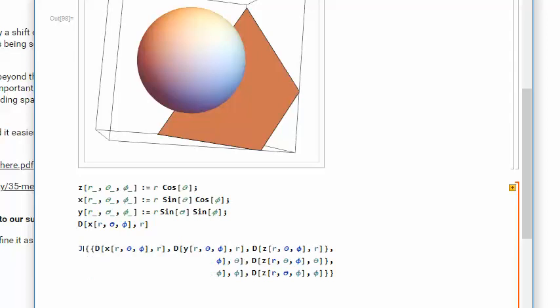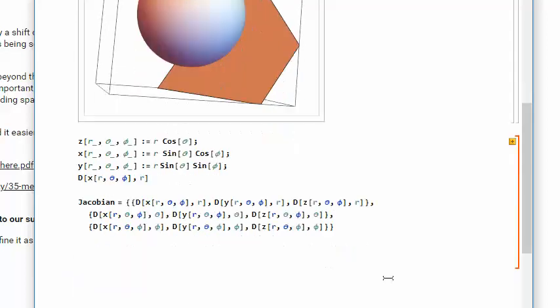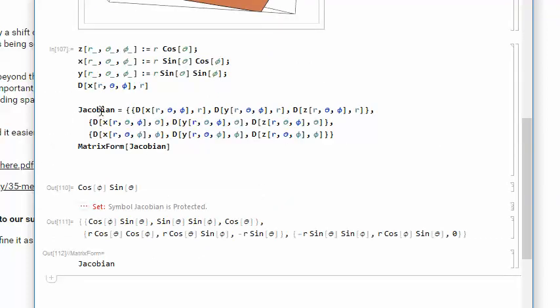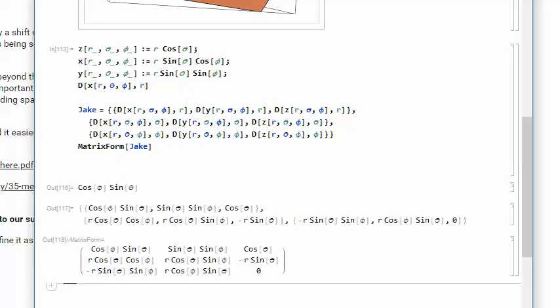And this is going to be our Jacobian equals that, and so I'm going to say matrix form of the Jacobian, so we can see that in a nice format. The symbol Jacobian is protected, so let's just call it Jake. And there we've got our Jacobian.